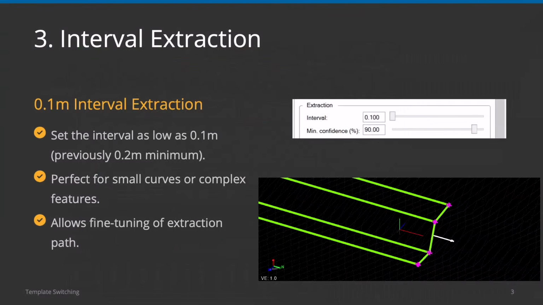Finally, the new interval control. You can now set the interval as low as 0.1 meters compared to the previous minimum of 0.2. This tighter spacing gives you better detail, especially around small curves, islands, or other complex features. It also helps fine-tune the extraction path so the curb line follows the geometry more accurately.